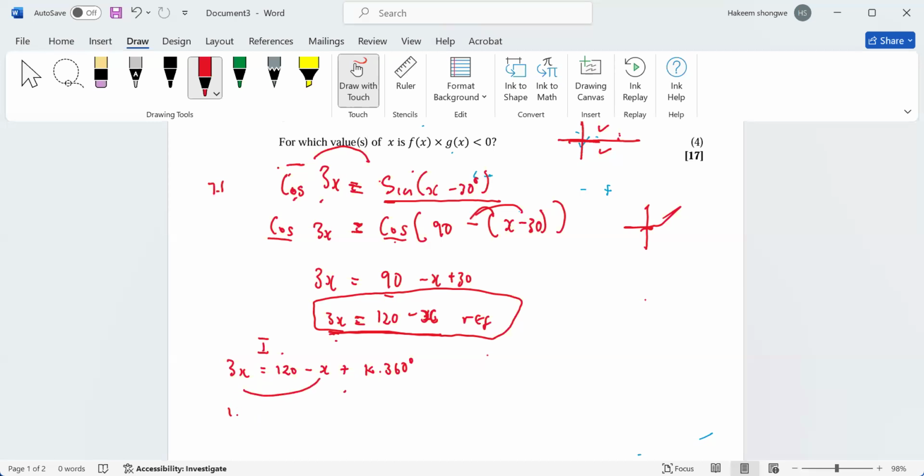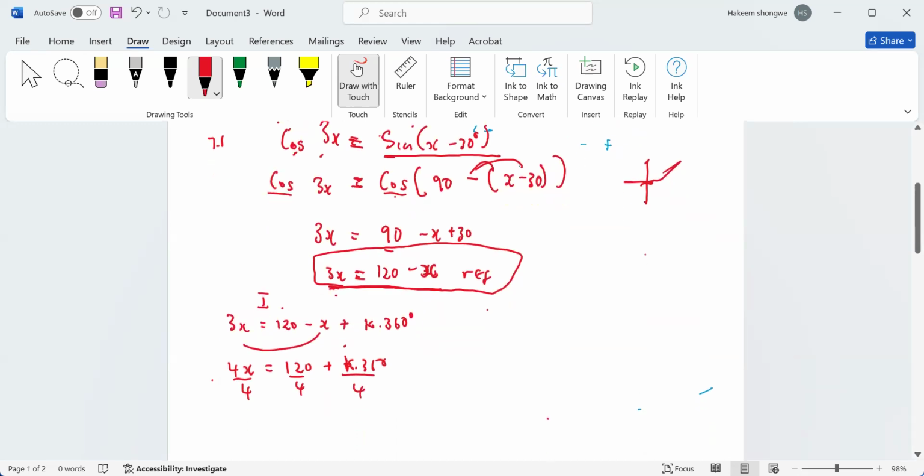So I'm going to have 4x equal to 120 plus 360k. Then you divide by 4. So we're going to have x equal to 30 plus 90k, k multiplied by 90. Are you sure? Yes.